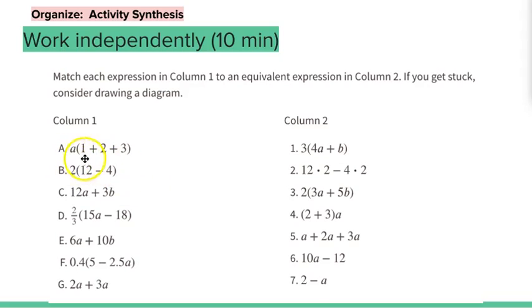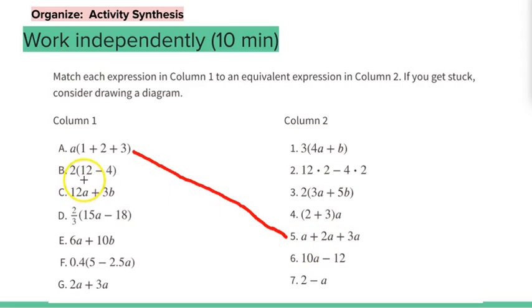All right, let's match some distributive properties here. If we take a look at column 1, we're going to match each of these across here. Which one of these would be the same as A times 1 plus 2 plus 3? It would match here with number 5, because we've taken A times 1, A times 2, and A times 3, and it's still adding.